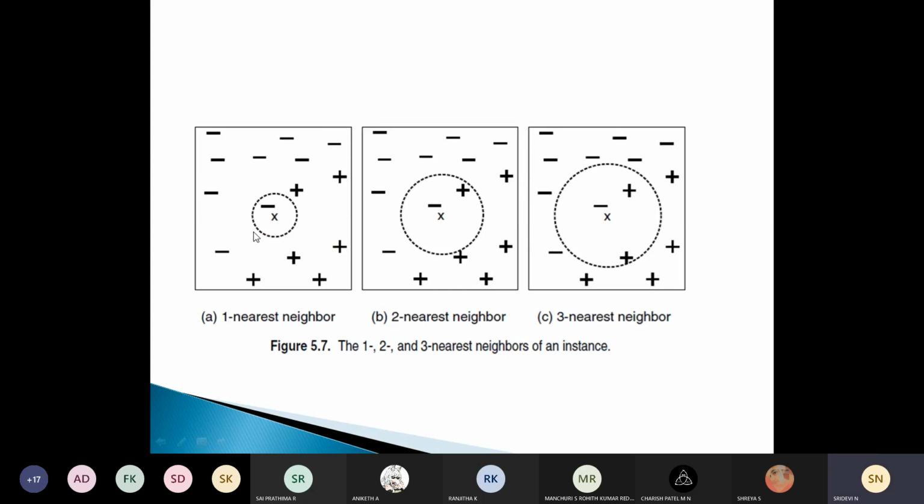One nearest neighbor, if you take this as a data space, means we have taken one neighbor. So we say that this test example belongs to the class minus. If we take 2 nearest neighbors, we take the minimum distance, so it belongs to this again. If we consider this data space, which is larger than this one, we got 3 neighbors, and among these the maximum class is plus. So we can say that the test record belongs to the class plus.